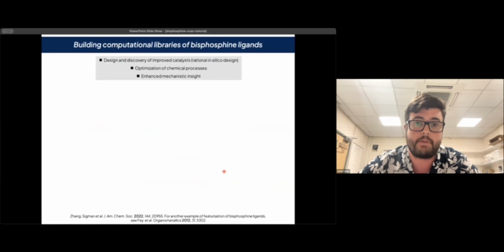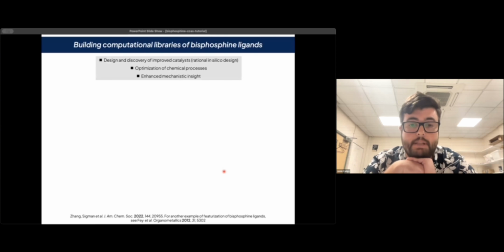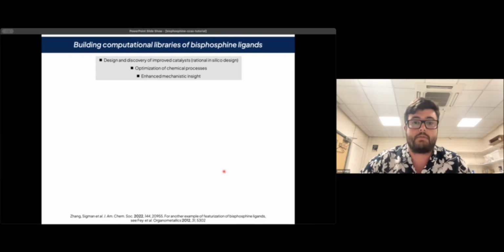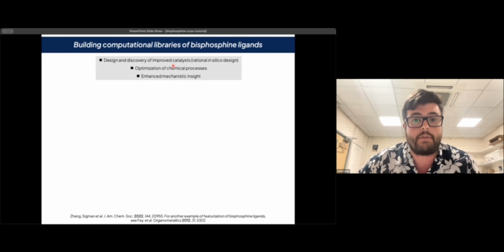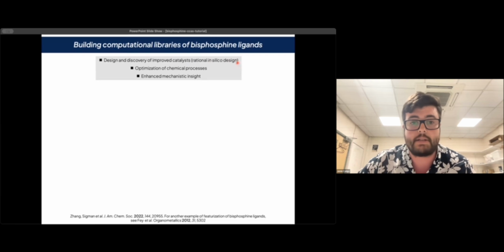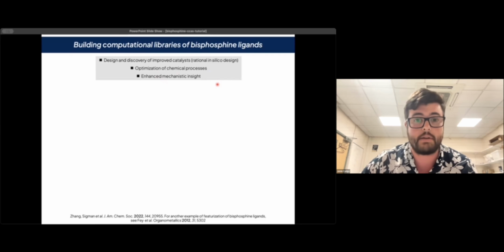And over the years, people have considered building libraries of these ligands. So libraries to design and discover new, improved catalysts, what's called rational in silico design of catalysts and ligands. These can be used to optimize chemical processes, particularly in the advent of data science and machine learning algorithms, and also provide enhanced mechanistic insight.